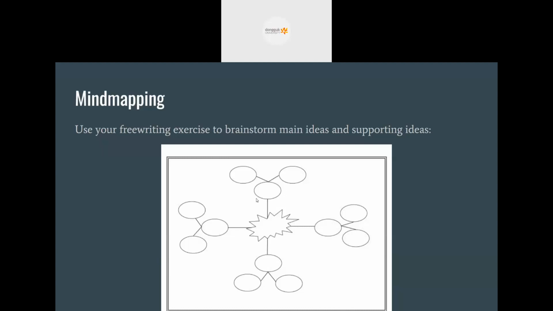Okay, so back to planning your writing. Sorry, this is a mind map. So you would have your main idea here, and then you would put your main points in these offshoot bubbles here, and then supporting details here. Okay, so this is another tool that you guys can use when organizing your writing or when brainstorming. Okay, so let's see. We're not going to do a free writing exercise right now. We'll do one another time.